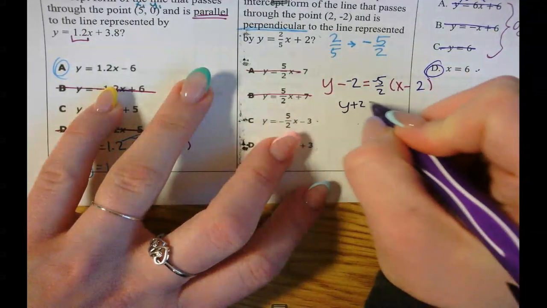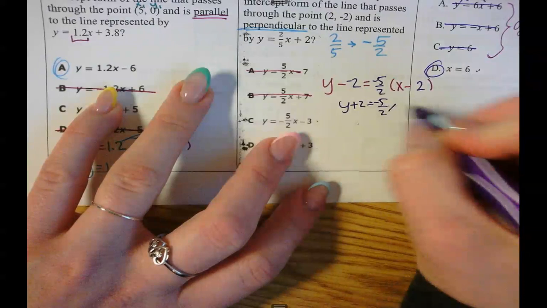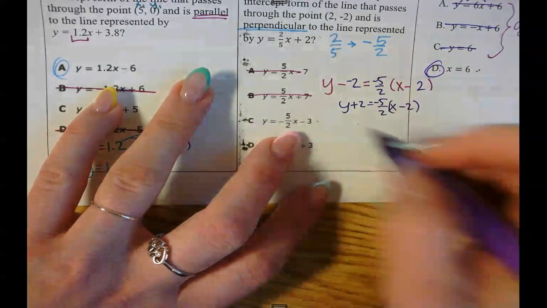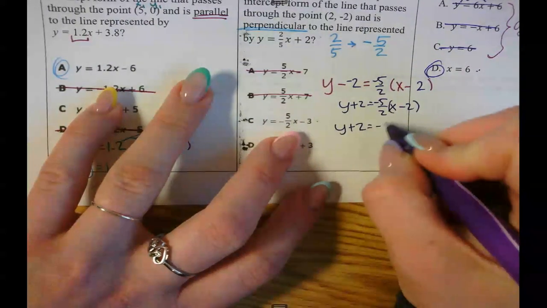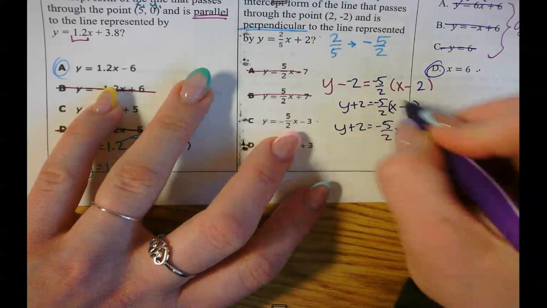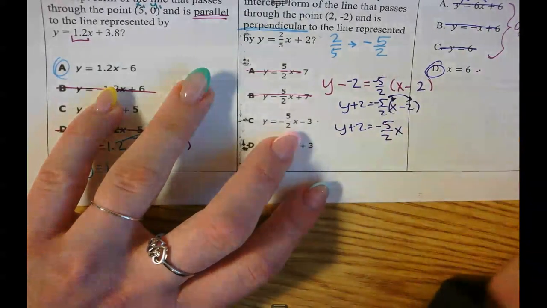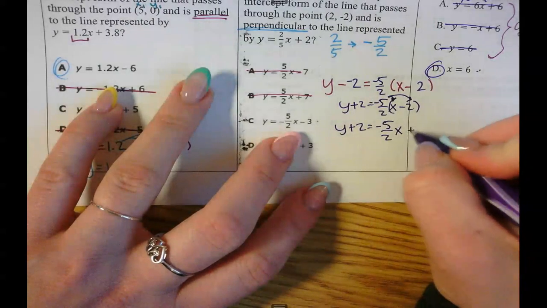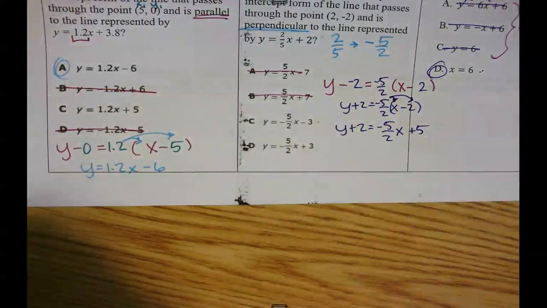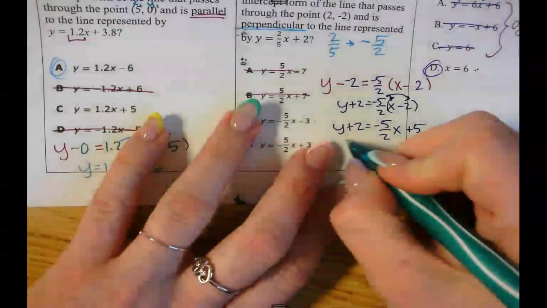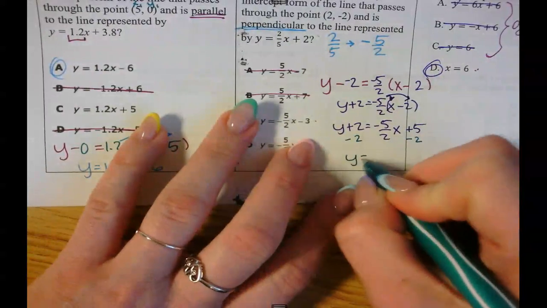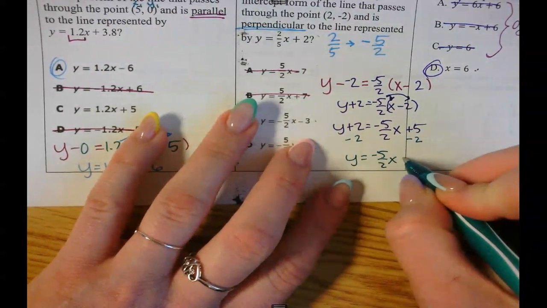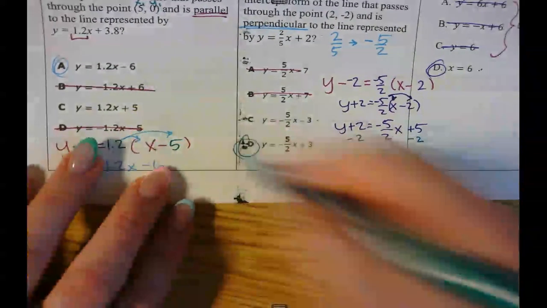So y plus 2 equals negative 5 over 2x. When I distribute that, that gives me positive 5. Still trying to get y by itself, so I'm going to subtract 2 from both sides. Y is negative 5 over 2x plus 3. That is my answer.